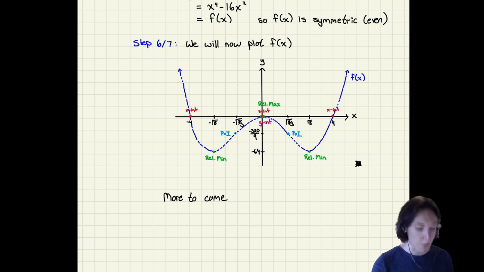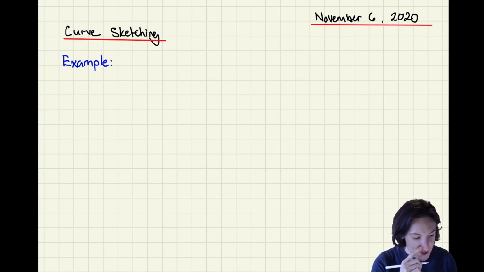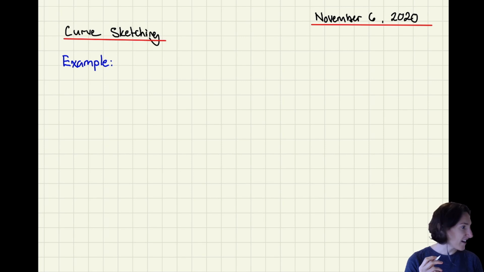Okay, so that's just a quick rundown of what's been posted. Let's do a curve sketching function. What was the one I wanted to do? I wanted to do this one.